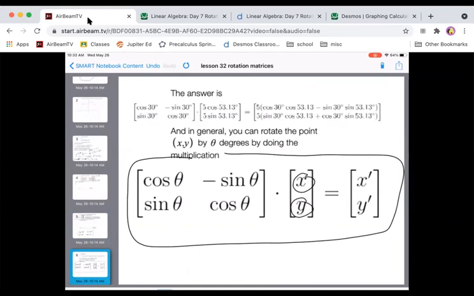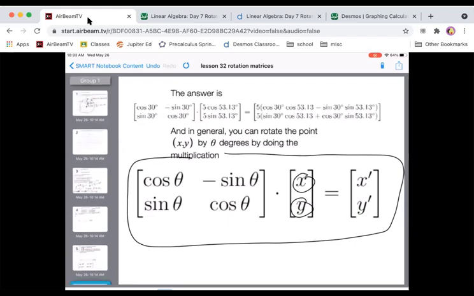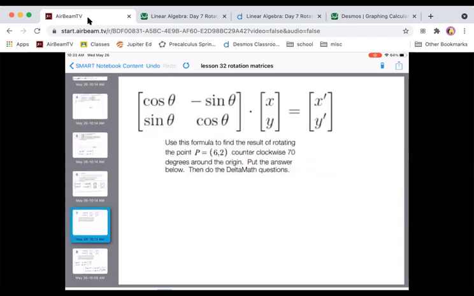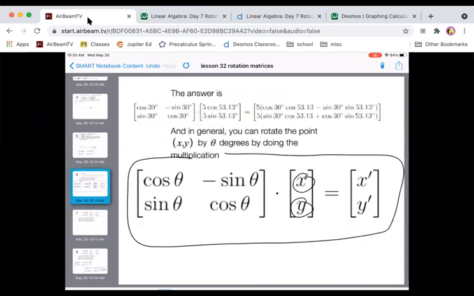So if I go back to the warm-up question, they wanted us to rotate 3, 4 by 30 degrees. I can come over here and say, okay, I'm going to leave this as 3, 4. I don't need to actually turn it into 5 cosine 53.13, 5 sine 53.13. This formula is going to work regardless.